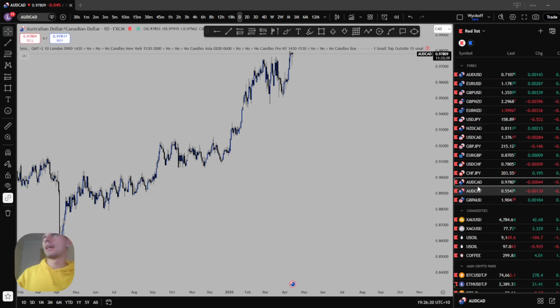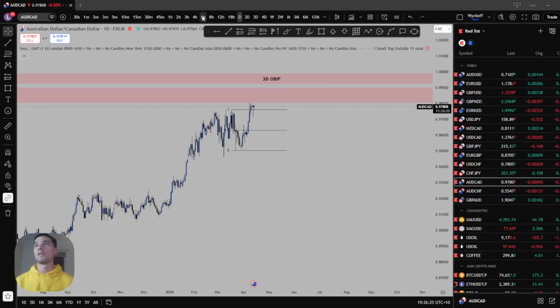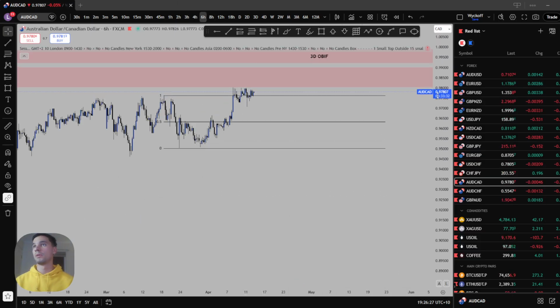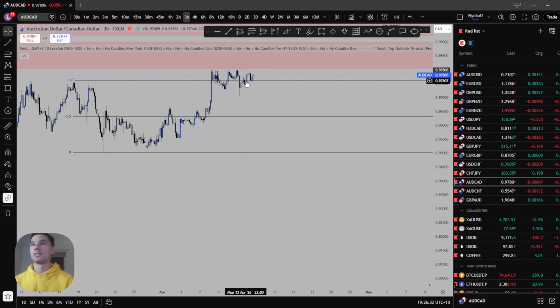All right, AUD CAD, talk to me. What are you seeing? Still a valid distribution, just needs a bit more time. We are hanging a little bit outside of this deviation range, but it is valid.